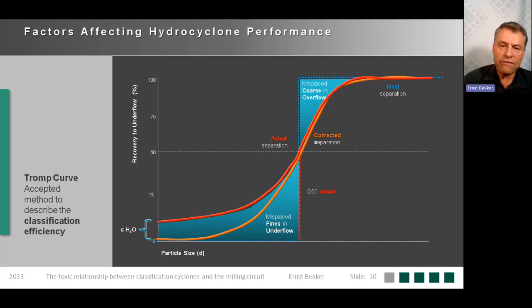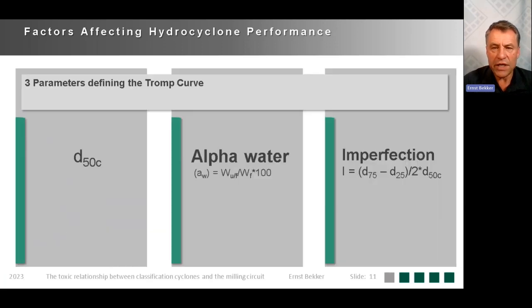We then have a D50 actual cut point and a D50 corrected. And in literature, you will see the description D50 with a subscript C. That C refers to the corrected curve. The Tromp curve is therefore defined by three parameters: the cut point, the D50C, then the alpha water that's dragging the fines to the underflow.